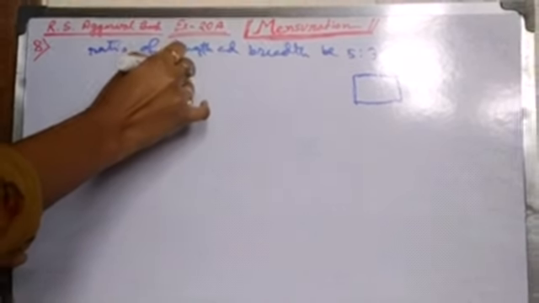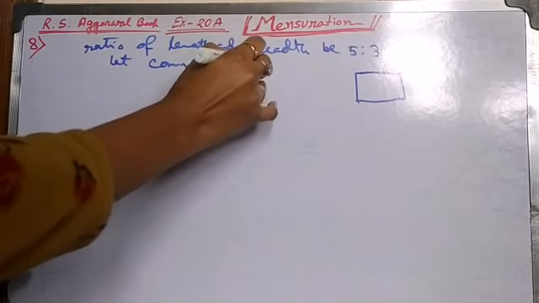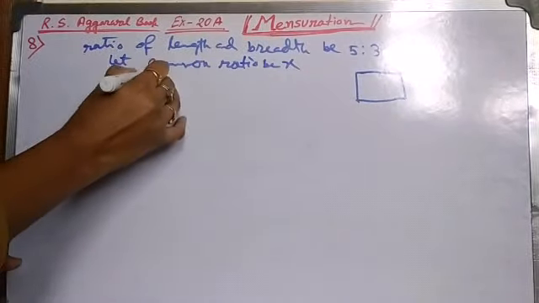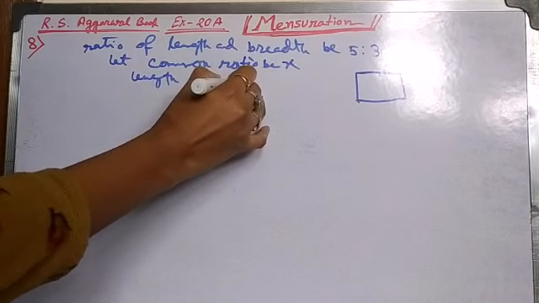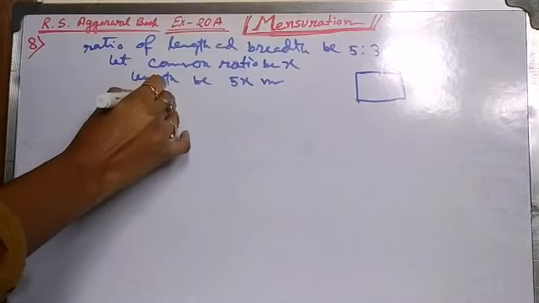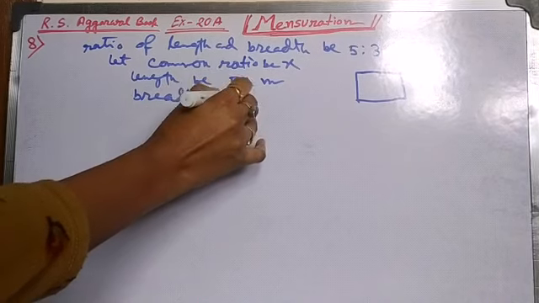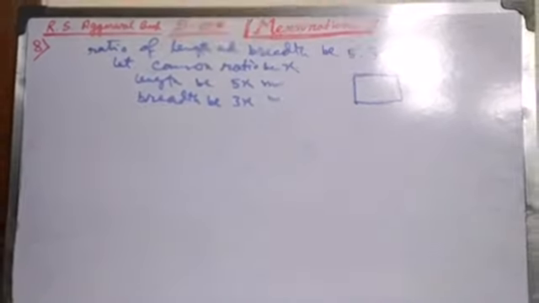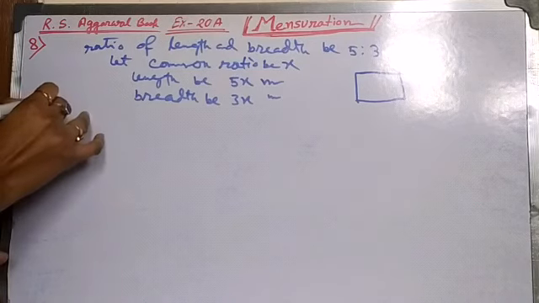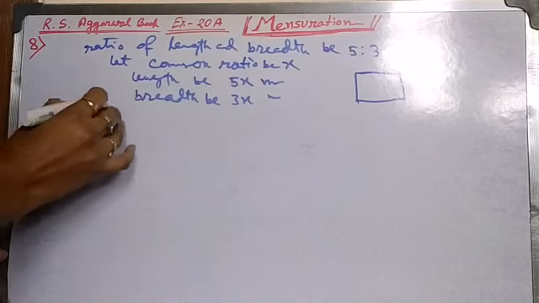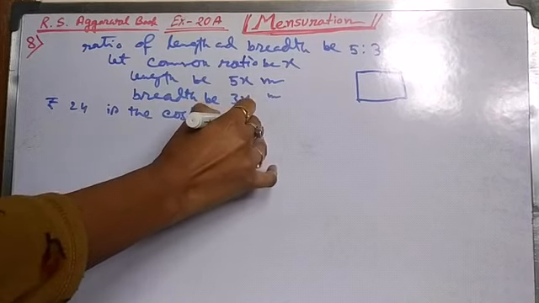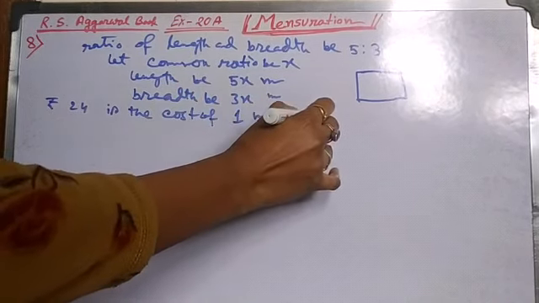Let the common ratio be x, then length be 5x meter and breadth be 3x meter. Then by the unitary method we can find out the perimeter. That means rupees 24 is the cost of 1 meter fencing.